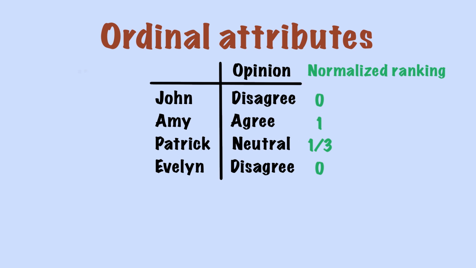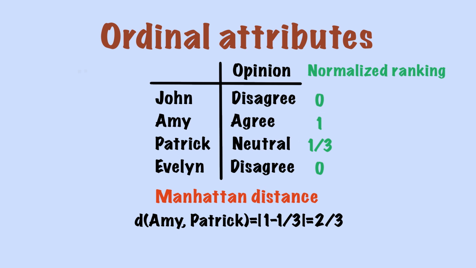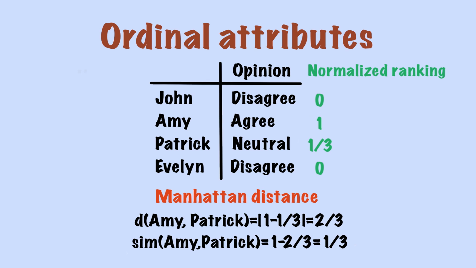Now we put the ranking back in the table. Then we can apply any proximity measure for numeric data, but we use Manhattan distance here. Manhattan distance is just a special case of Minkowski distance with h equal to 1. So the dissimilarity between Amy and Patrick is just the absolute difference between their values, which is 2 over 3. The similarity between them is 1 minus the dissimilarity, which is 1 minus 2 over 3.